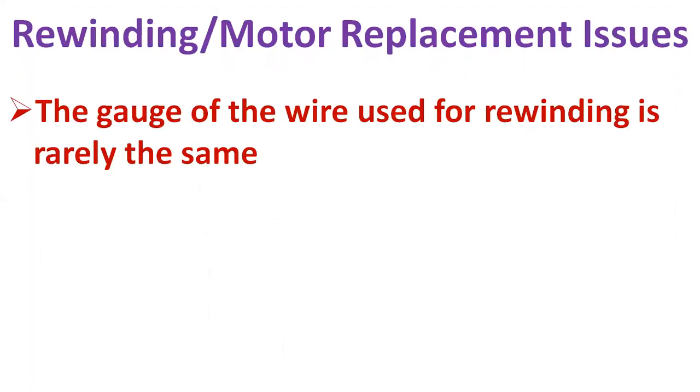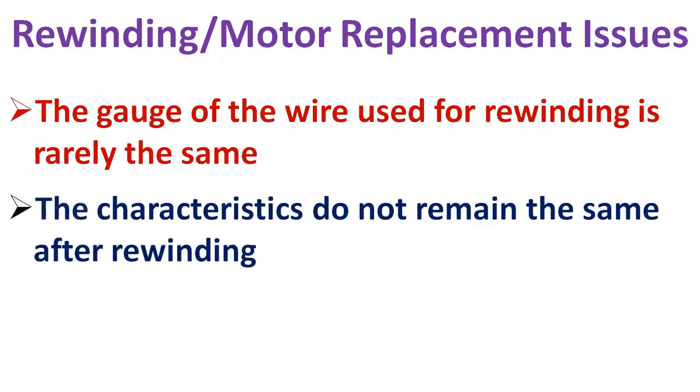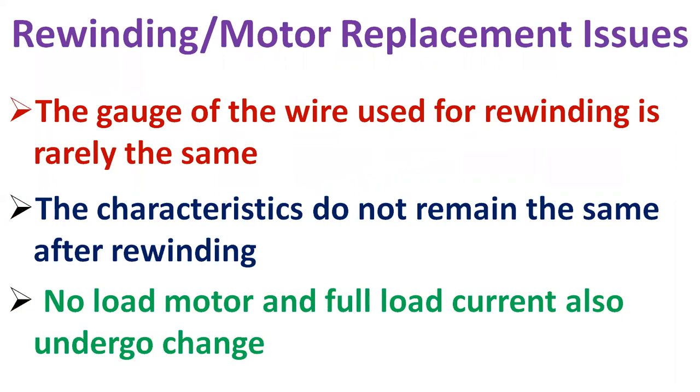Then if you see the rewinding of these motor replacement issues, it is general exercise in industry to rewind burnt out motors. Many a times during the maintenance of motors, one has to encounter rewinding of motors. The rewound motors seldom give the same performance as original motors. This is mainly because the gauge of the wire used for rewinding is rarely the same. The characteristics do not remain the same after rewinding.